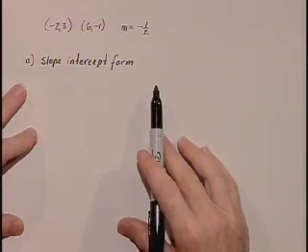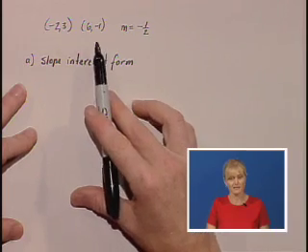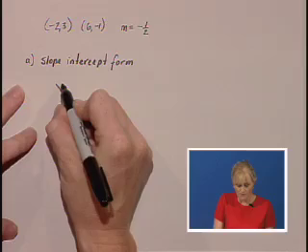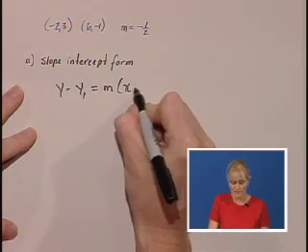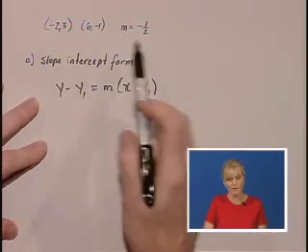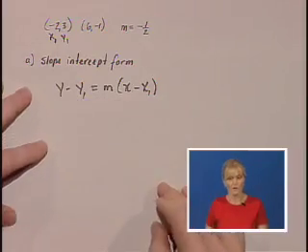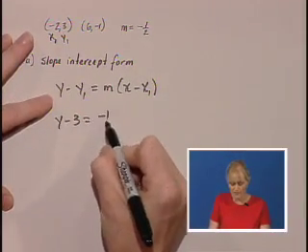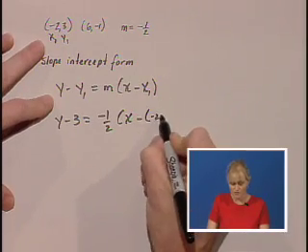We'd like to get this into slope-intercept form, given our 2 ordered pairs, -2, 3, 6, -1, with a slope of -1/2. So we're ready to go: y minus y1 is equal to m times x minus x1. We'll substitute in. You can pick either of the 2 points, but since we labeled this x1, y1, we'll go with that. So we'll have y minus 3 is equal to -1/2 times x minus a -2.